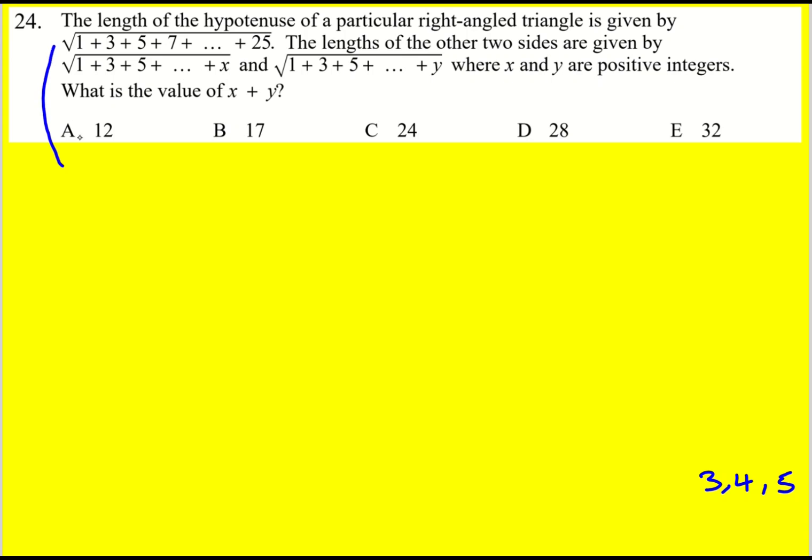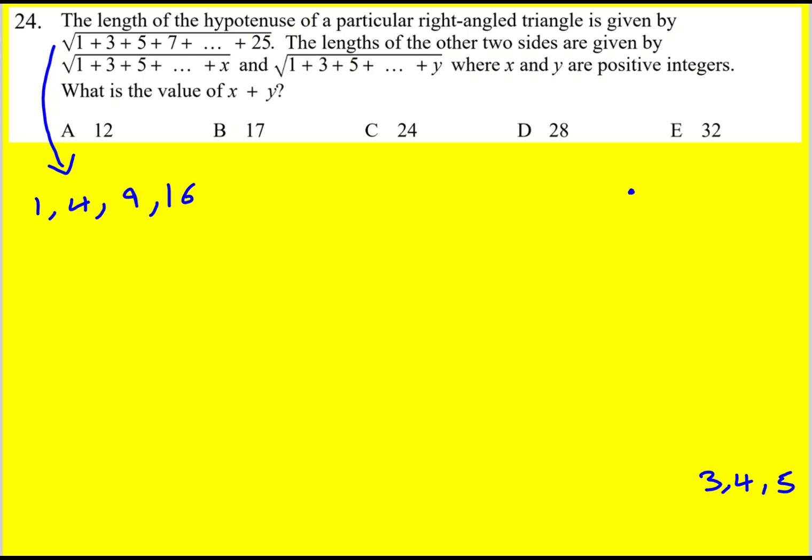Let's look at the hypotenuse to start with. This series: if I just take the first term, I'd get 1. If I add the first two, I'd get 4. If I add the first three, I'd get 9. And what I'm actually creating are the square numbers. You have to recognize that this summation gives you the square numbers.